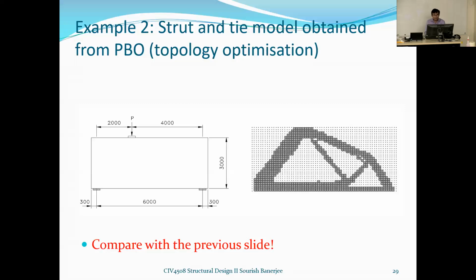Now we look at some examples of Strut and tie models obtained based on topology optimization. For example, if you have your deep beam like that, then your Strut and tie model is like this. Can you see this one? So this is done by the software. So that's your load path.